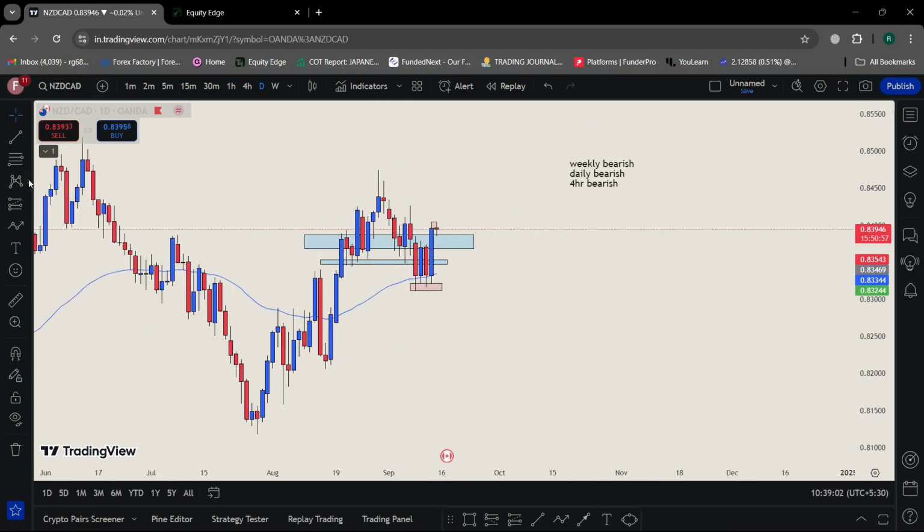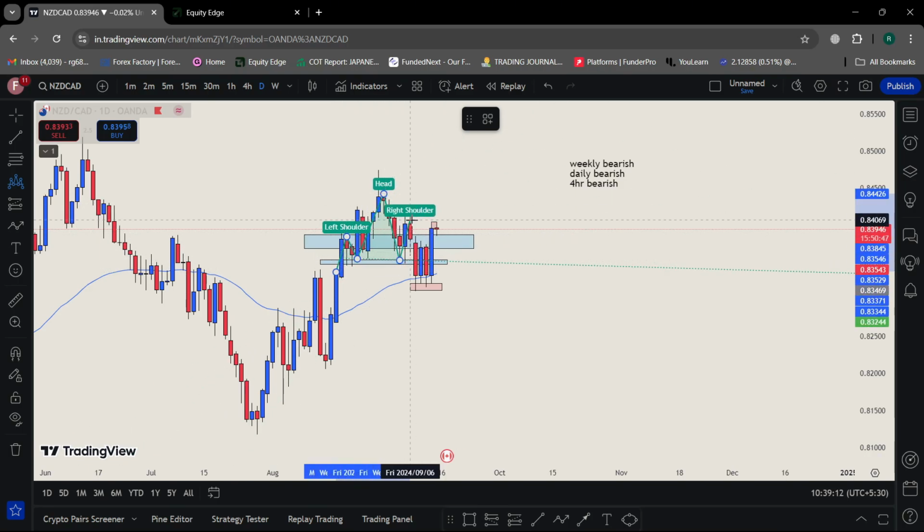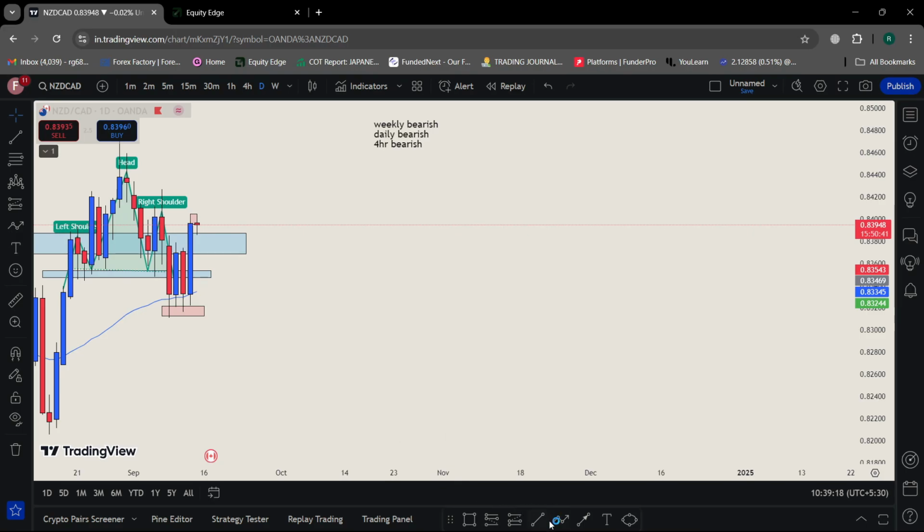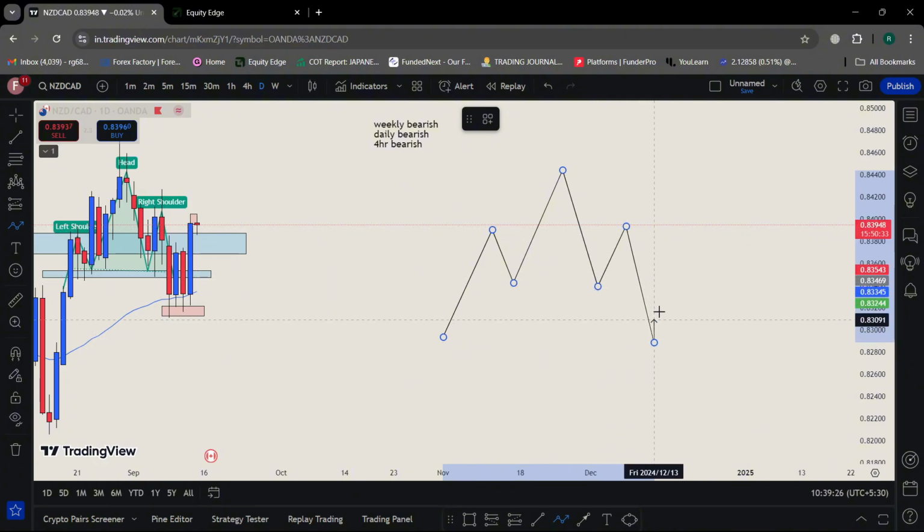See, if we go to here, we go to head and shoulder. This is the left shoulder, the head, the right shoulder, then the retest. I'll explain how I take the trade. After it forms the right shoulder, it comes to retest this structural point, or you can see this neckline.